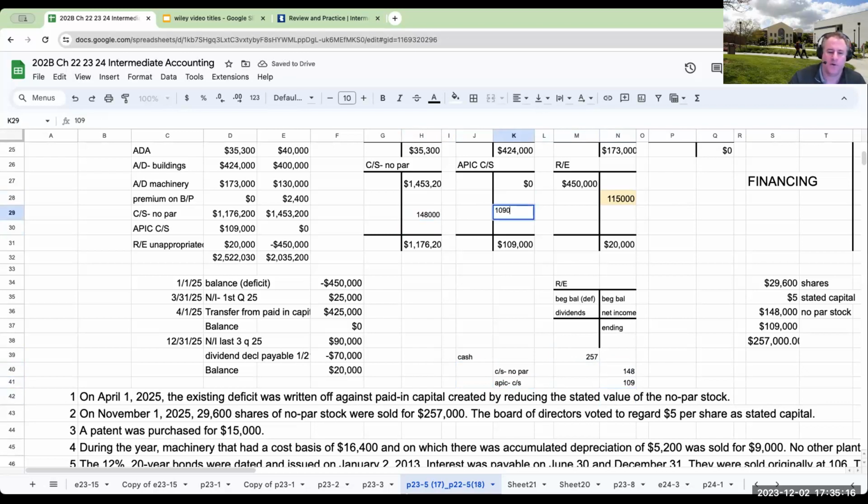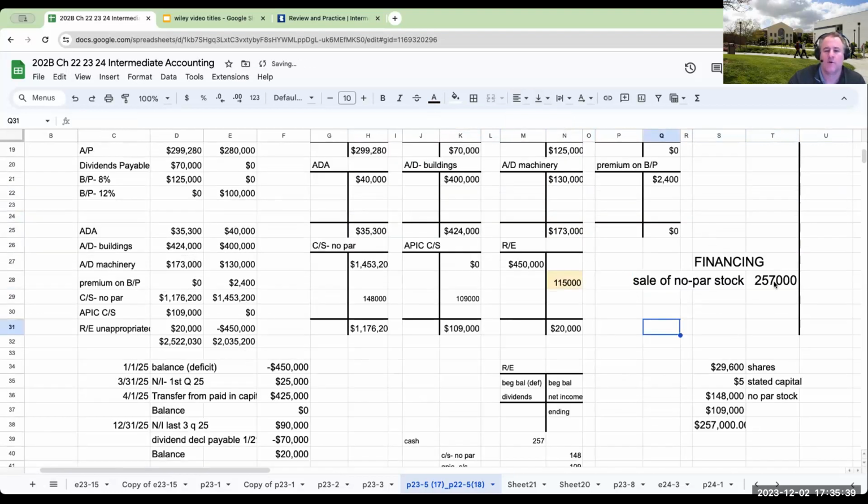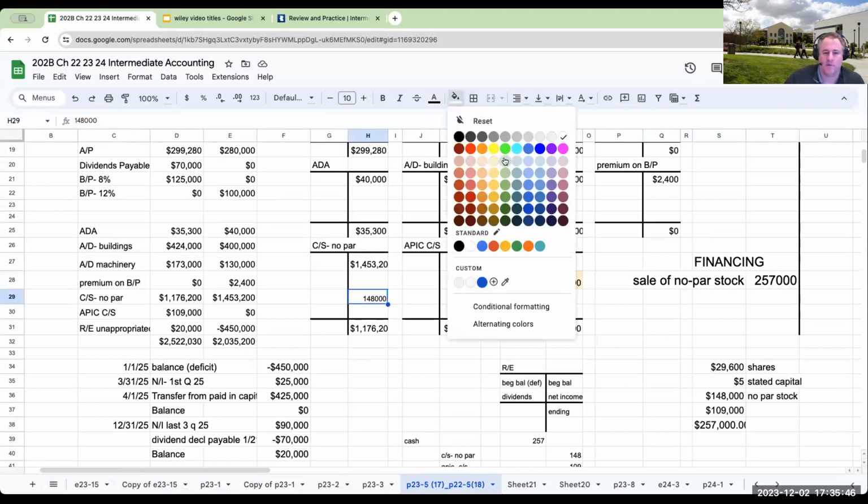So over here, 109,000. Under the financing section, we're going to say sale of no par stock. And this is going to be over here, the 148 plus the 109, or 257. This is an increase to my financing activities right over here at 257. And this is where this number is coming from, right? It's the 148 plus the 109 giving us the 257.